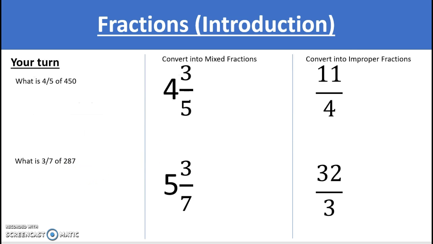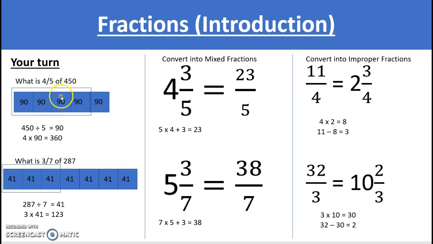Here's some questions. Pause if you'd like to have a go. Okay, here are the answers. For the very first one, what is 4/5 of 450? Again, same thing. You could do a ratio or you could just do a divide, but same idea. 450 divided by 5, you get 90, and because you want 4 of them, times by 4, you get 360.